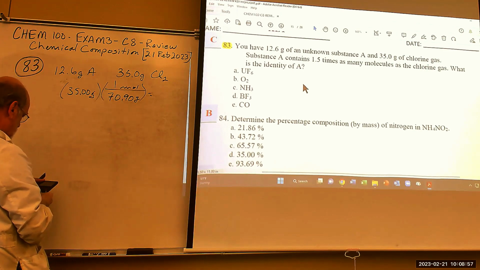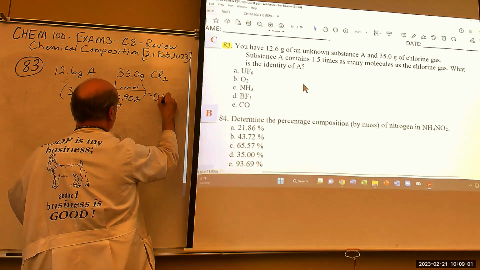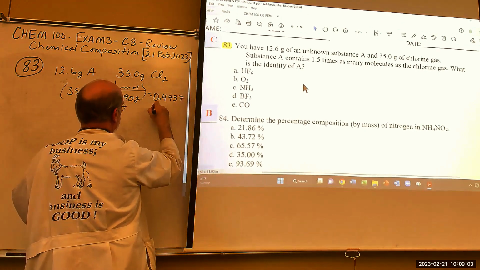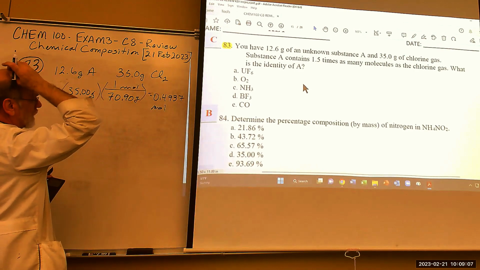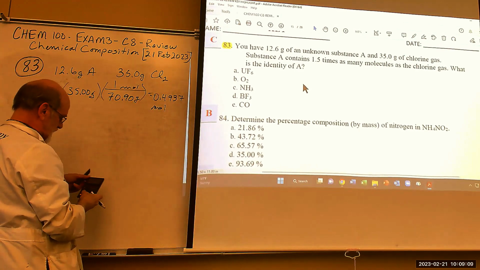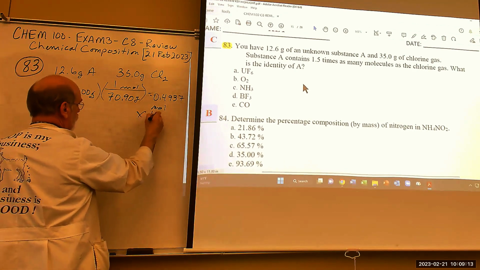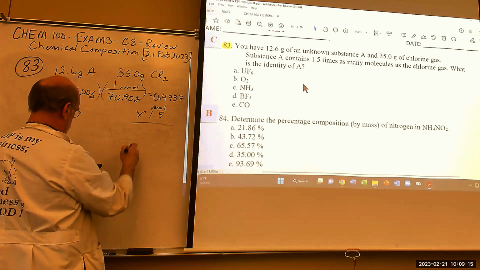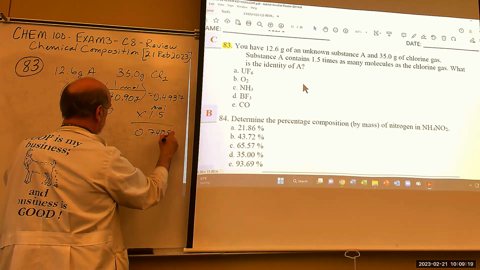So divide, it is 0.4937 moles of chlorine. So 1.5 times that, times 1.5 equals 0.7405 moles.